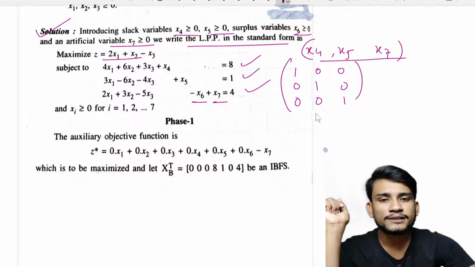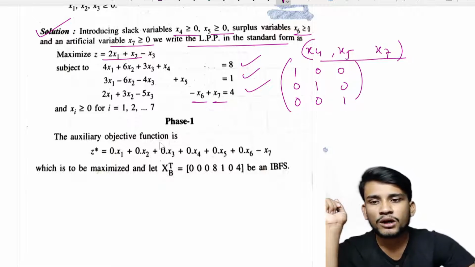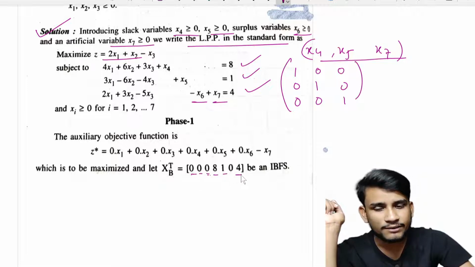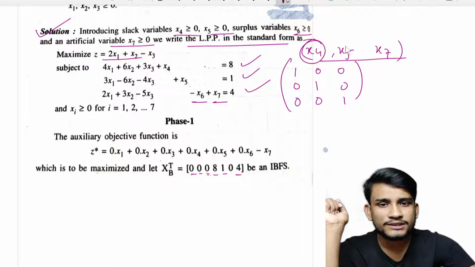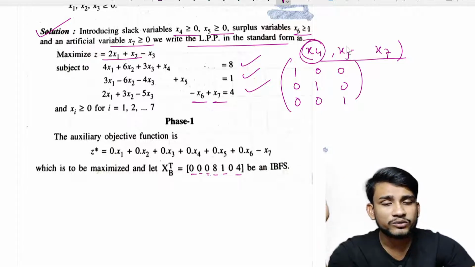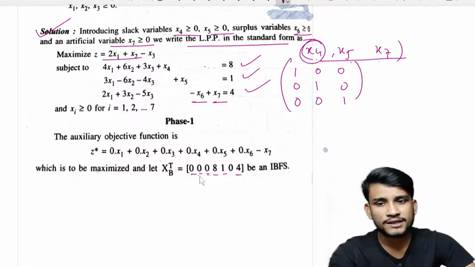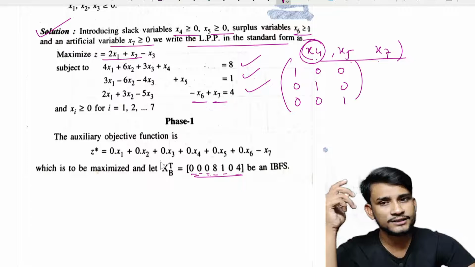Therefore we take the initial basic feasible solution as 0 0 0 for x1, x2, x3, x4, x5 and x7. The vectors corresponding to x4, x5 and x7 form the basis, therefore we take the IBFS in this form. Okay, I think this is clear.